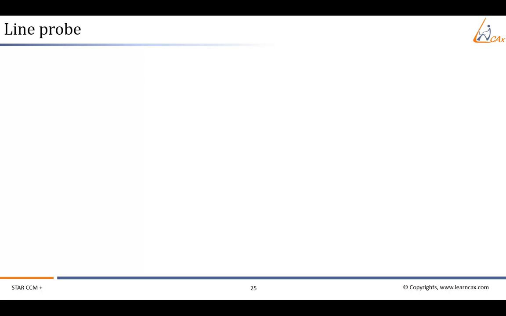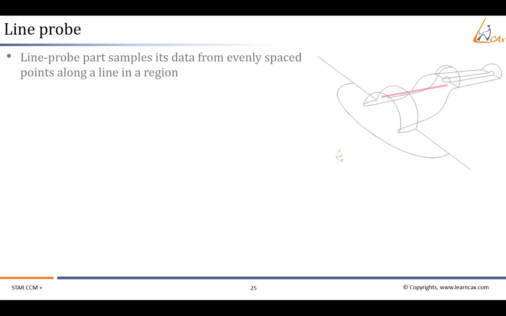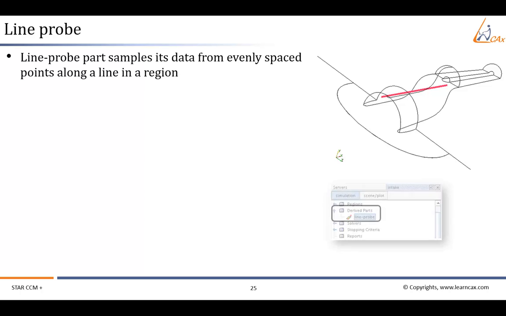Next is the line part. The line probe part samples its data from evenly spaced points along a line in a region. A line probe node has its own properties and pop-up menu, and it is located in the derived parts node of the simulation object tree. *CCM Plus allows the creation of a line probe part from parent parts consisting of regions and boundaries only.